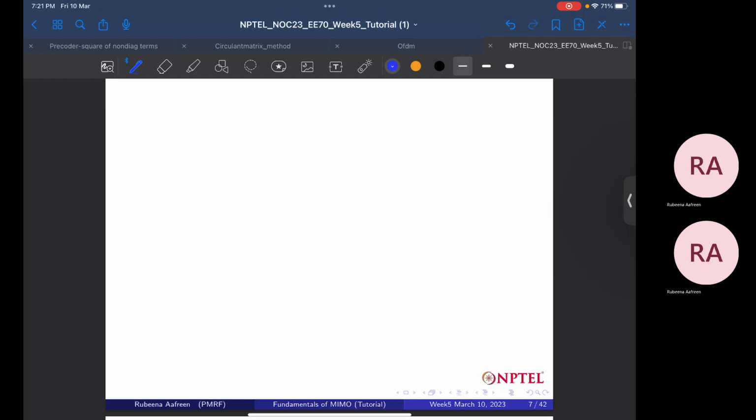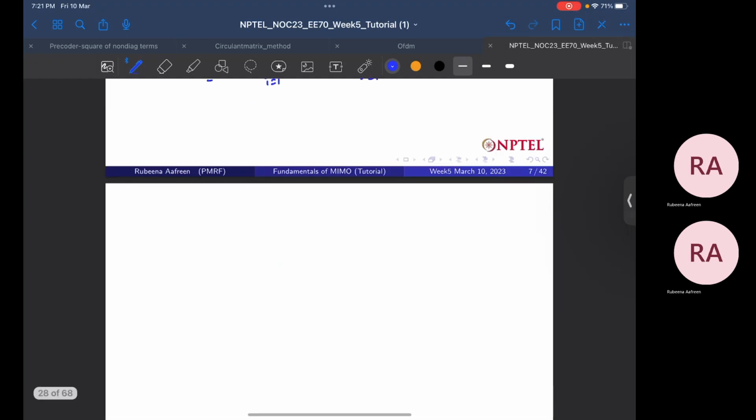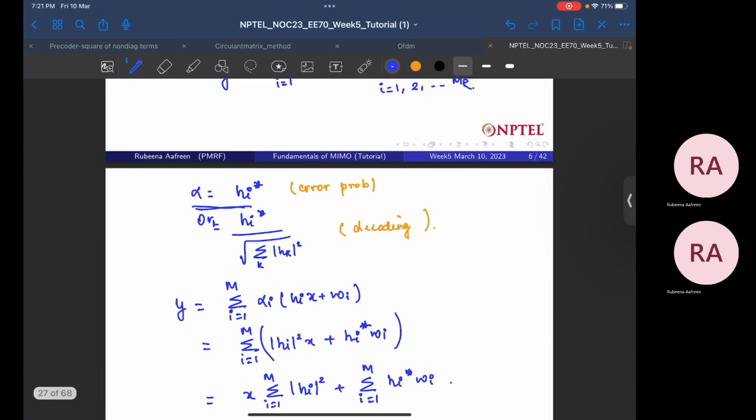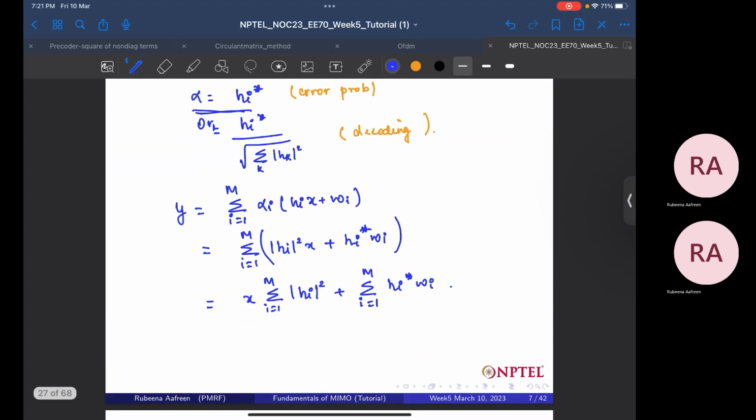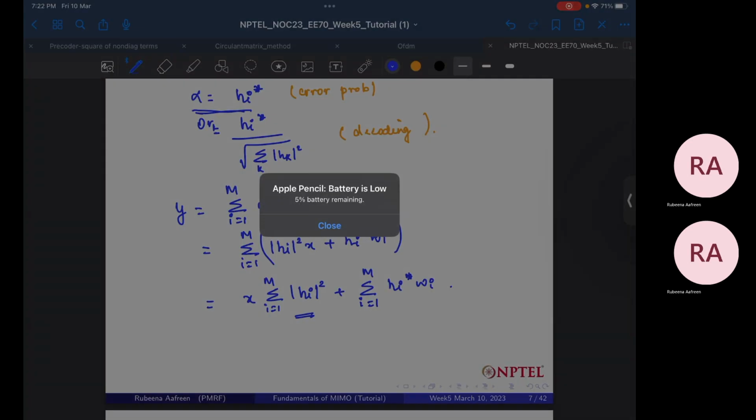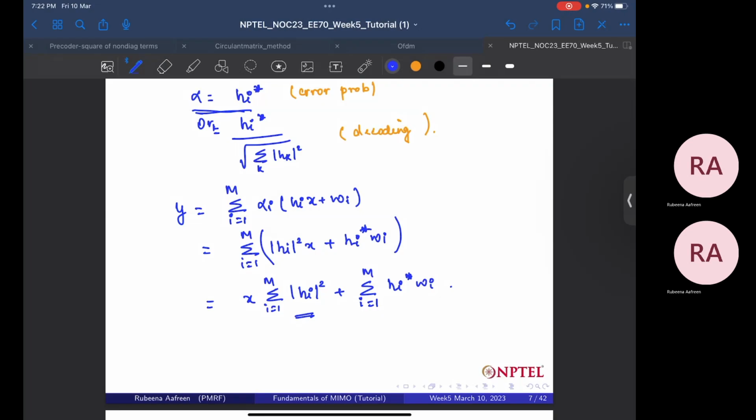So what happens is that if the channel is weak, see here we are giving some weight to the information, right? So if the channel is weak, then less weight will be given to this channel. But if the channel is strong, if the channel power is more, then more weight will be given, right?